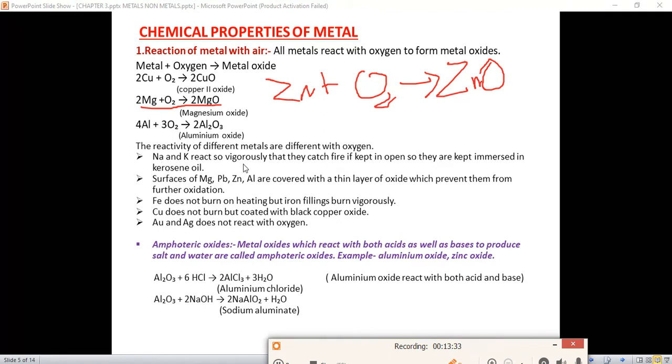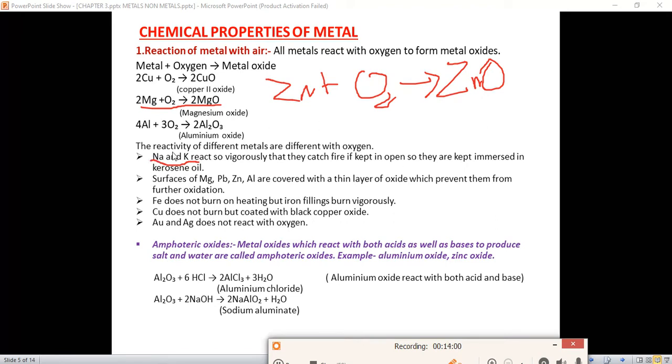Sodium and potassium react so vigorously that they catch fire if kept in the open. So they are kept immersed in kerosene oil. Sodium and potassium are very reactive metals. They are never kept in the open. They are always kept in kerosene oil. If they are kept in the open, they will come in contact with air and moisture and can catch fire. An accident can occur. So generally sodium and potassium are kept in kerosene oil because of their high reactivity.